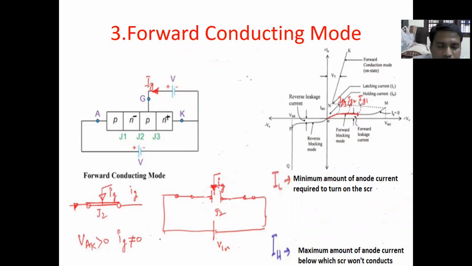Now here what actually happens, I am going to connect a gate terminal to this P device. So just now we have got J1, J2 and J3. J1 and J3 are forward biased. In the forward blocking mode, we got short circuit here and open circuit here. But by introduction of this gate, that means a pulse, an extra voltage I am going to apply here.